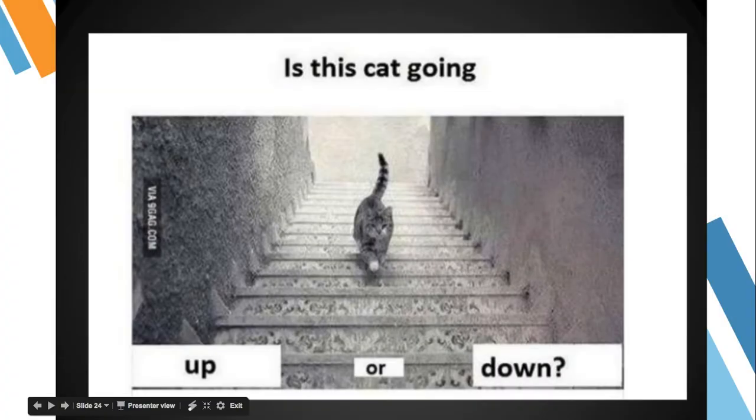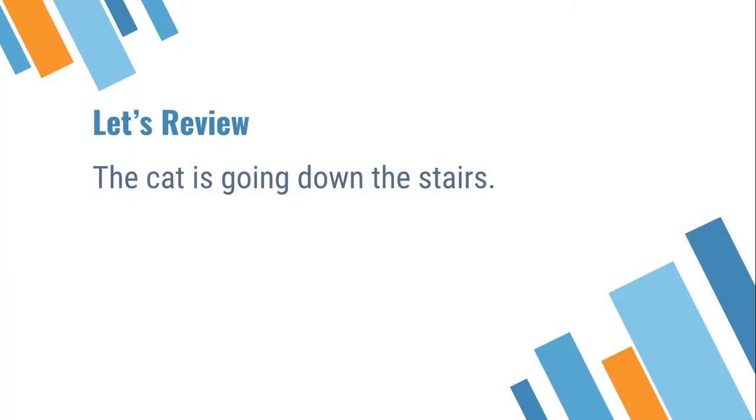We're going to do a quick little review of our CERs. I'm going to write a CER that answers this question. Is the cat going up or down the stairs? Go ahead and think about it for yourself. Now the first part of the CER is the claim. This is where we're going to answer the question. So the question is, is the cat going up or down? My answer would be, the cat is going down the stairs.